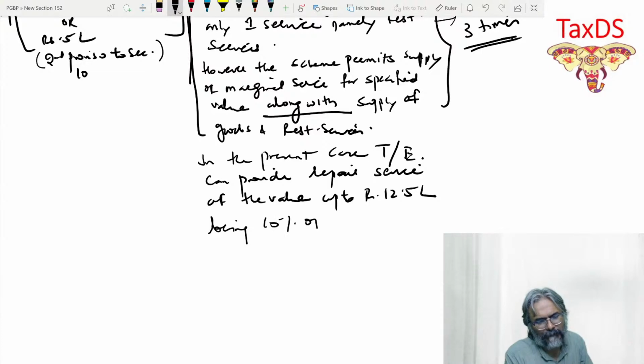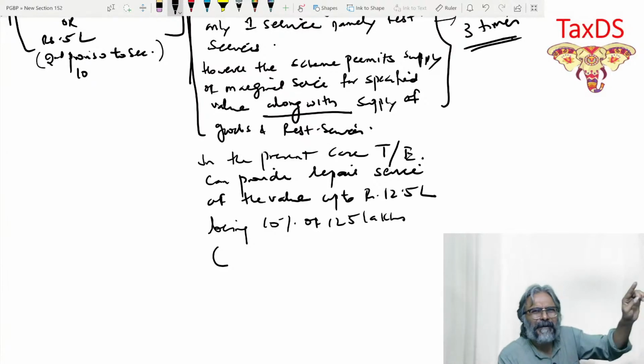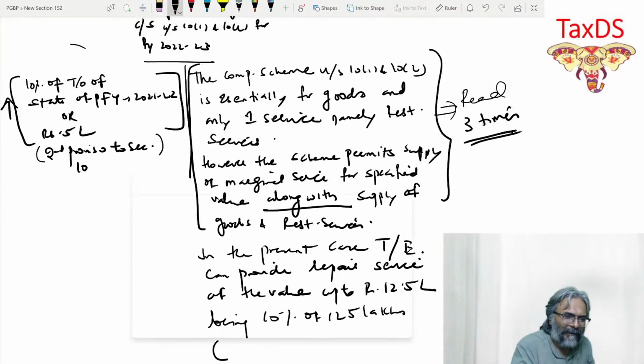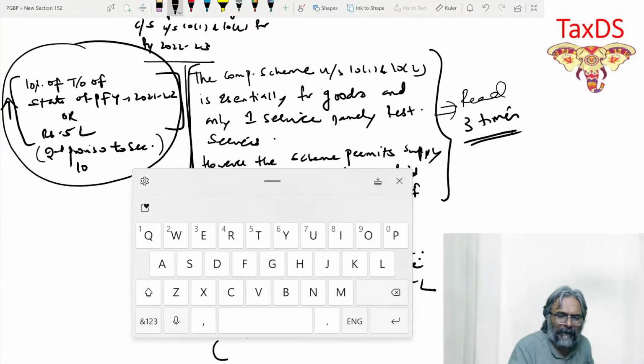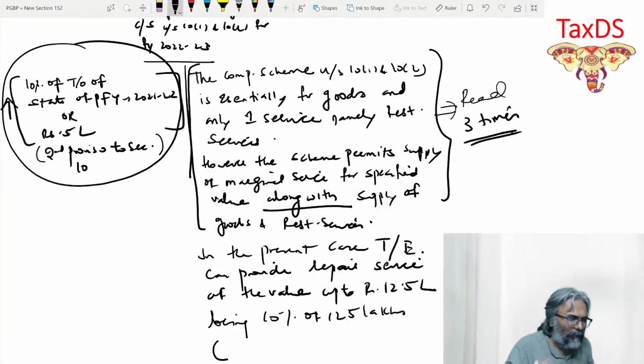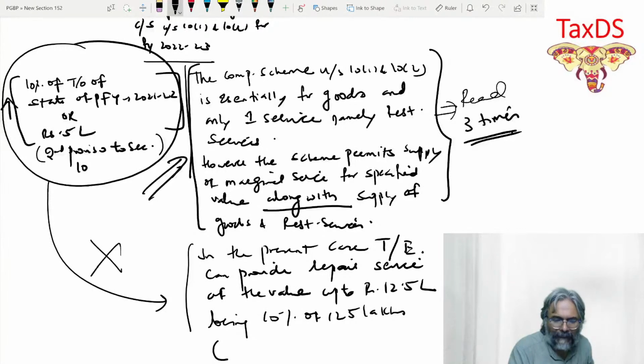Being 10% of 125 lakhs in the bracket. Now don't keep repeating the last turnover over here, that you have already written. PFI you have already defined over here. Because you already put your energy into this explanation in the first two paragraphs, don't keep repeating the same thing over here. Don't do that.